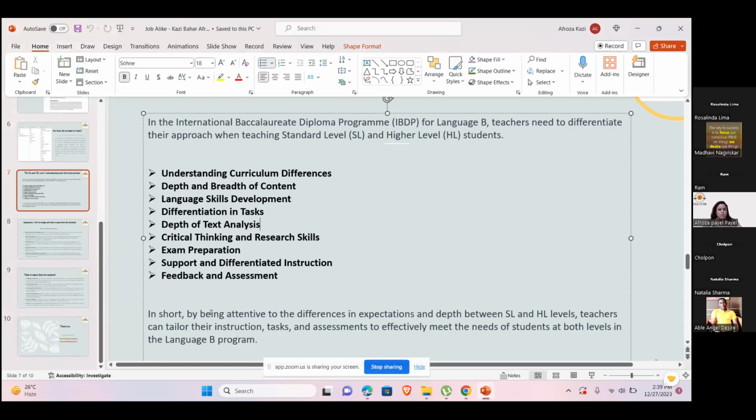Feedback and assessment I was talking about. Ram, when we talk about feedback, we miss one thing, that is constructive feedback. Do you agree?